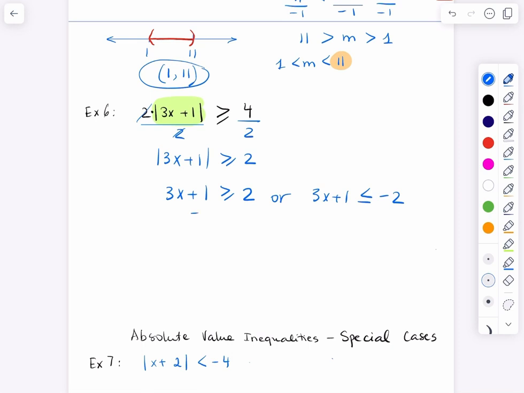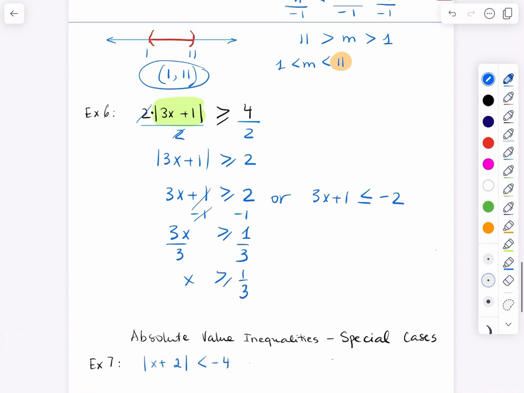Now we will subtract 1 from both sides. So we have 3x is greater than or equal to 1. And then divide both sides by 3. We get x is greater than or equal to 1/3. For this one, we subtract 1 from both sides. We get 3x is less than or equal to negative 3. Then divide both sides by 3. We get x is less than or equal to negative 1.